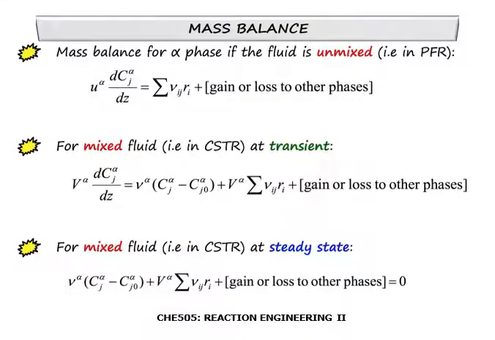Okay, let's have a look at mass balance. The mass balance theory for alpha phase, if it is unmixed. The theory is velocity at alpha phase times the differentiation of concentration of species J at alpha phase divided by the differentiation of length of that reactor equals the summation of volumetric of species Ij and reaction of I, for example, where I is maybe the limiting reactant, plus gain or loss to other phases. This is if it is unmixed.